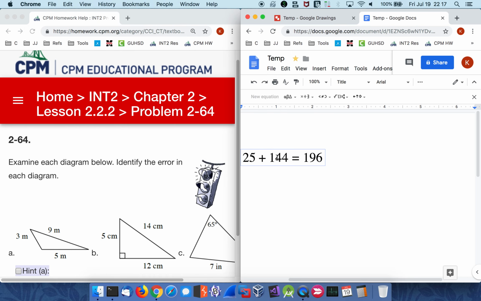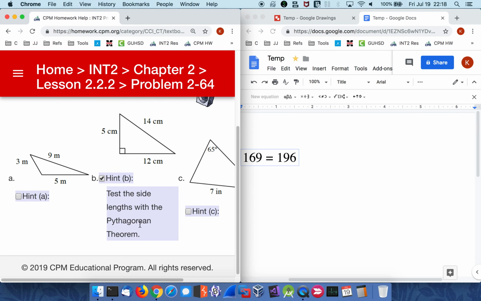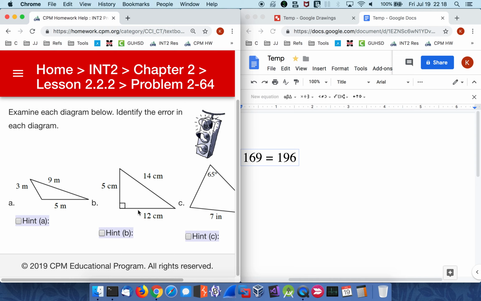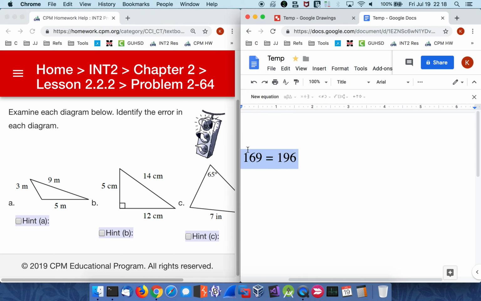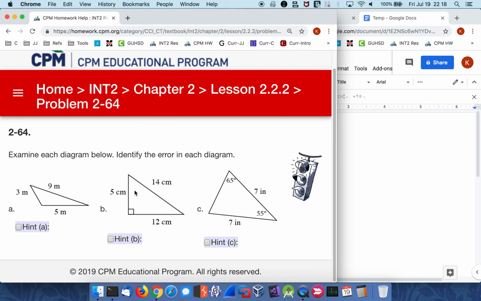So, is that equal? Well, let's see, 25 plus 144, that's going to be 169. No, it's not. It's not correct. So that does not fulfill the Pythagorean theorem. One of these sides is not correct. Let's see what they say. Test the side lengths with the Pythagorean theorem. Boom. Wrong. Not a valid triangle. Okay. So, we got that one. Okay, so Pythagorean theorem, very important also.